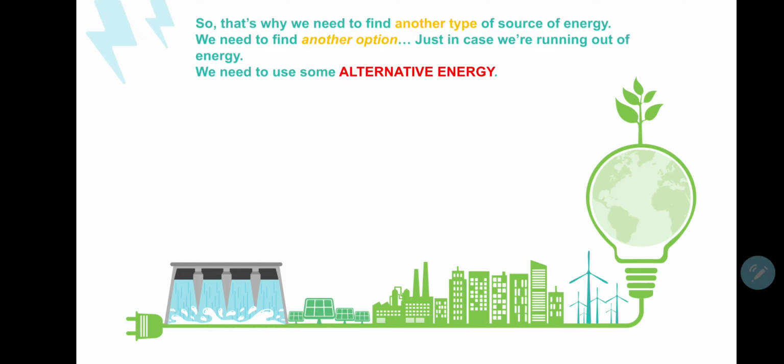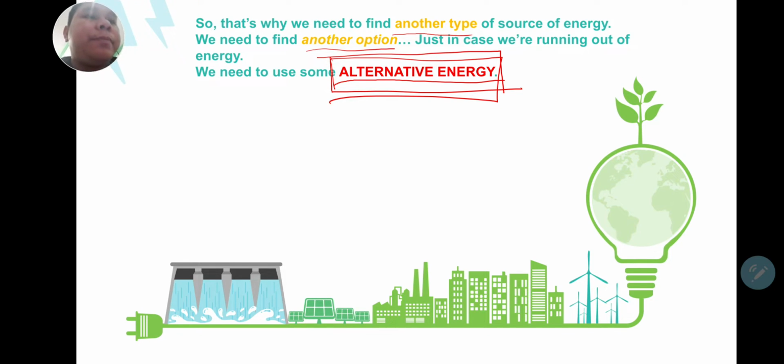Okay, what's next? Because we will run out of those kinds of energy, what we call conventional or non-renewable energy, we need to find another type of energy then. We need to find another option, or we need to use some alternative energy here. So what is alternative energy?